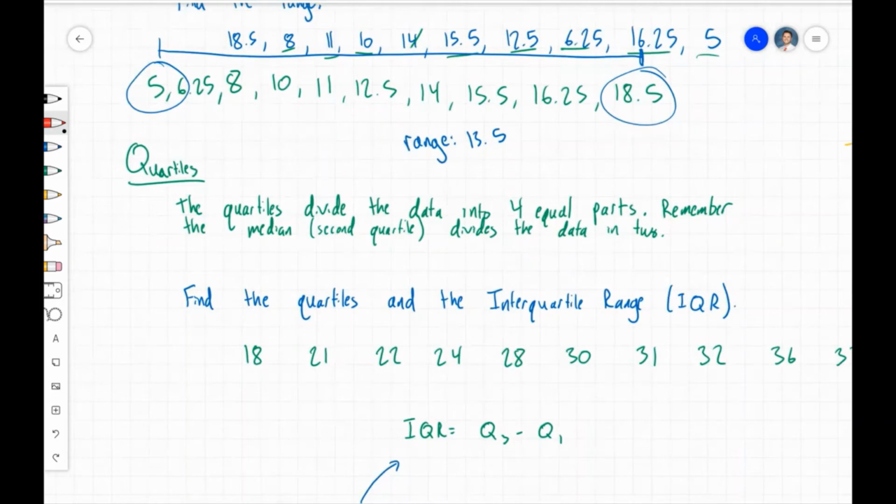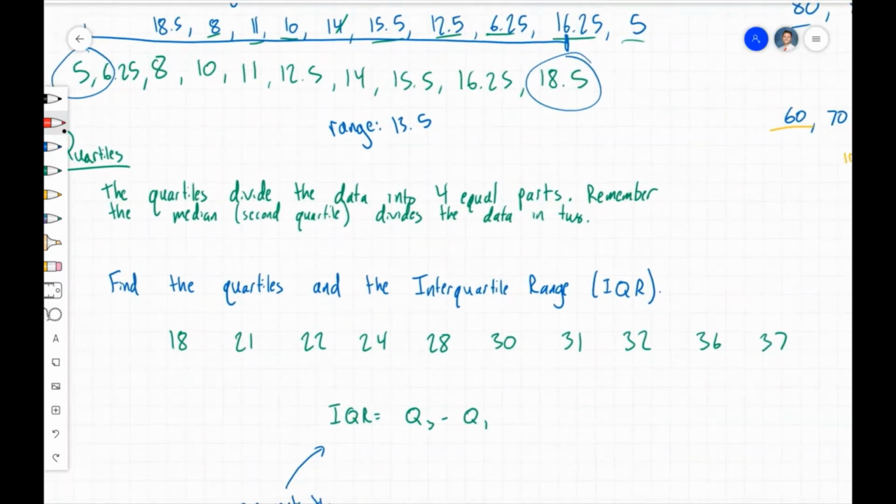So we talked before about the median, which divides our data in half. The median is that exact middle point. So quartiles divide our data into 4 equal parts. We can find our median first, and that gives us 2 halves of our data, and then we'll find the fourths of that. That might sound confusing, so let's just look at an example here.